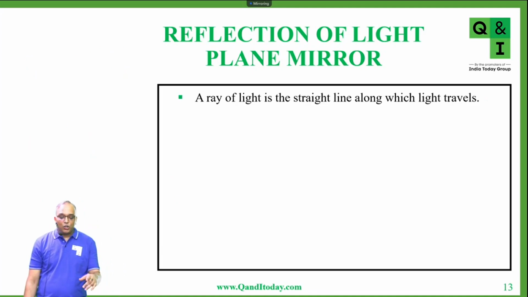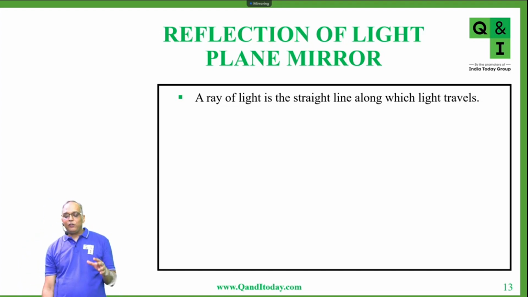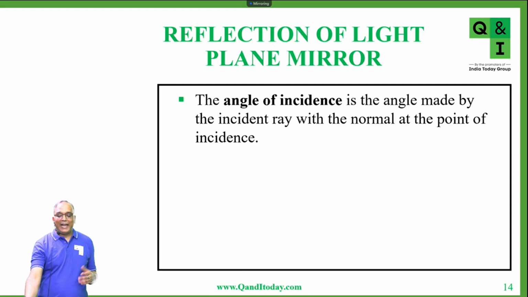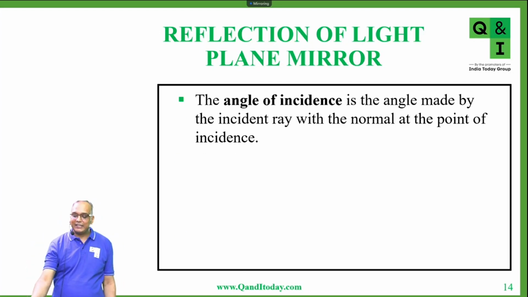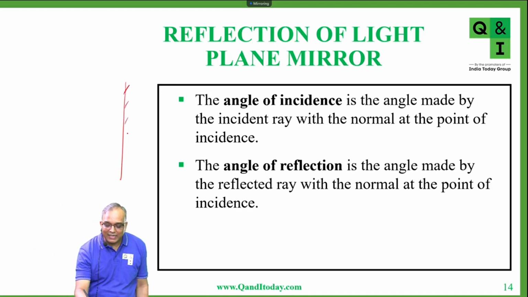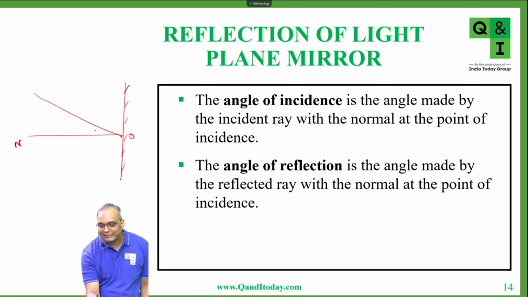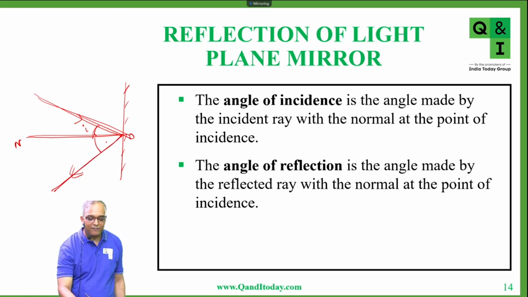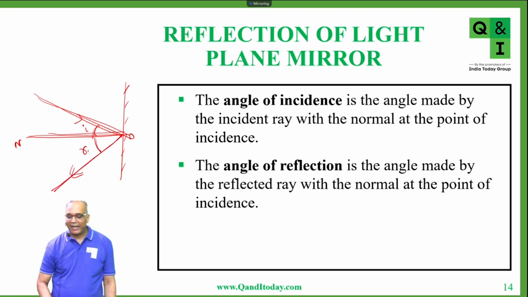Okay, thank you. So a ray of light is the straight line along which light travels. This we have already done, right? Angle of incidence is the angle made by the incident ray with the normal at the point of incidence. So we saw here, if this is our mirror and this is the normal, this is the point of incidence, this is your incident ray and this is your reflected ray. The angle which this incident ray makes with the normal is called angle of incidence. Similarly, the angle which this reflected ray makes with the normal is called angle of reflection.